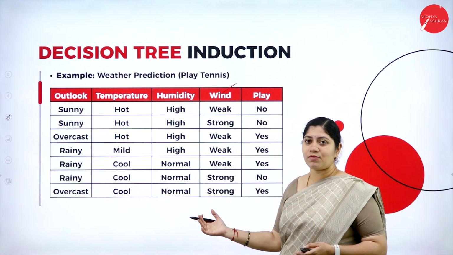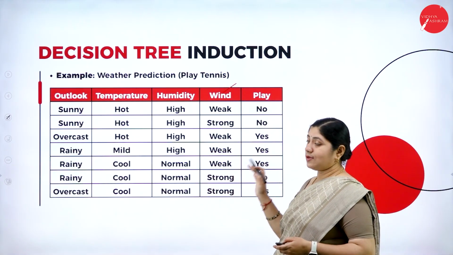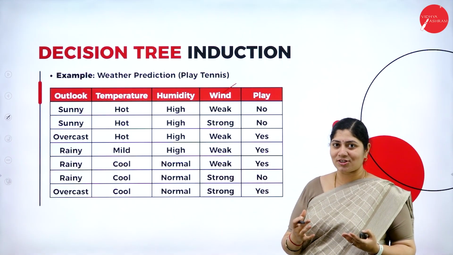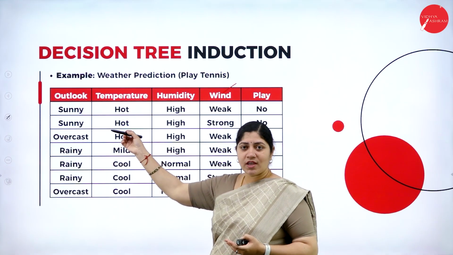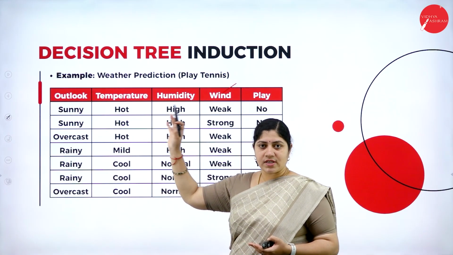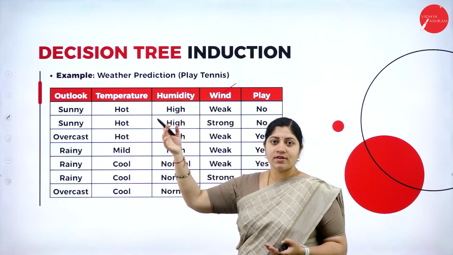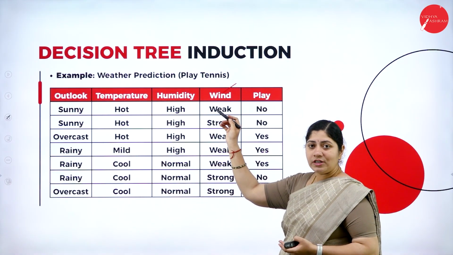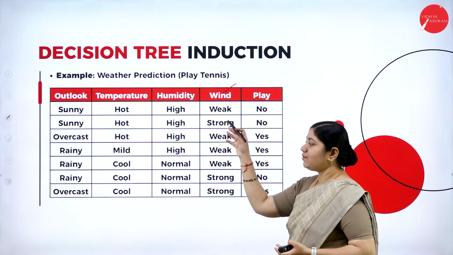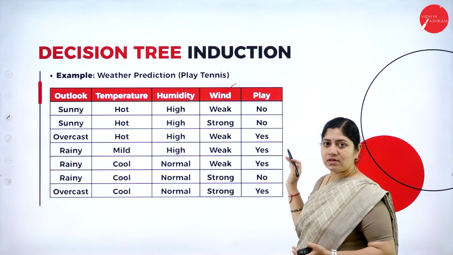Let's move forward and understand how this is built, and through this table, what criteria we can consider in order to make the decision. This is the same thing we considered there. If it is sunny, then the temperature will be hot and the humidity will be very high, correct? Then the wind: if it is weak, can we play tennis? No. If the wind is strong, we still can't play tennis, correct?